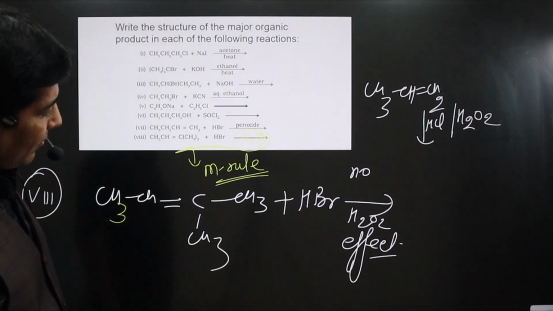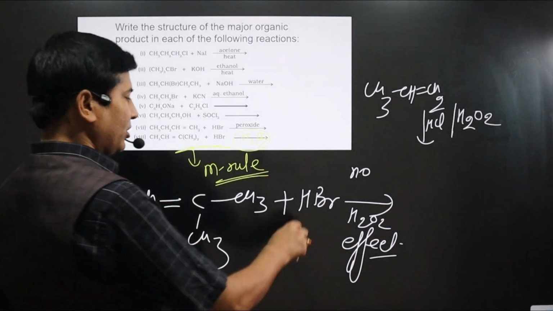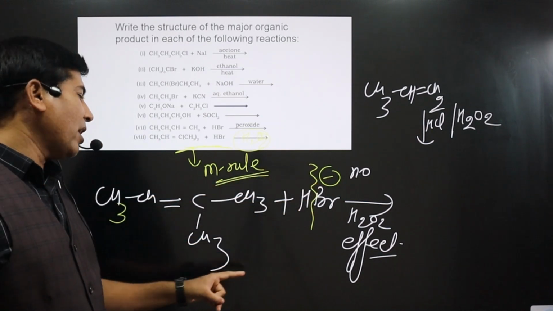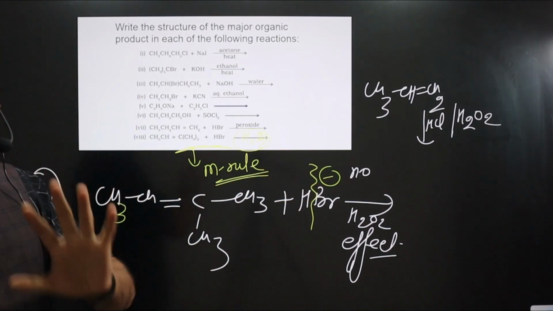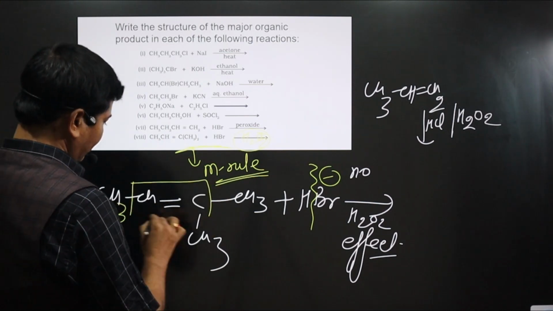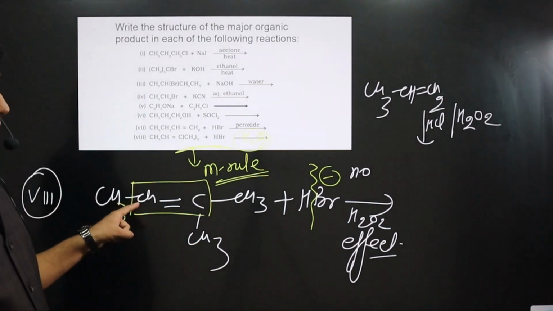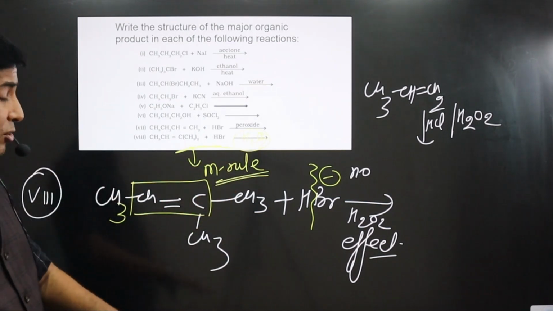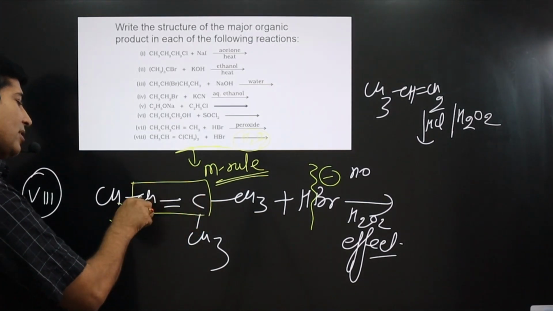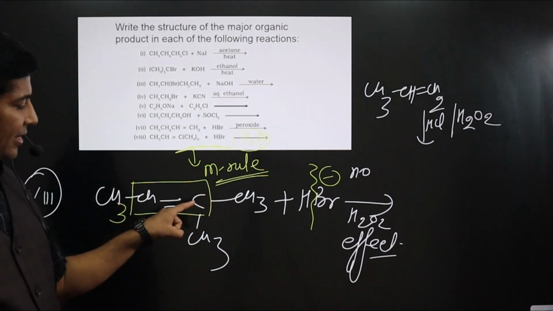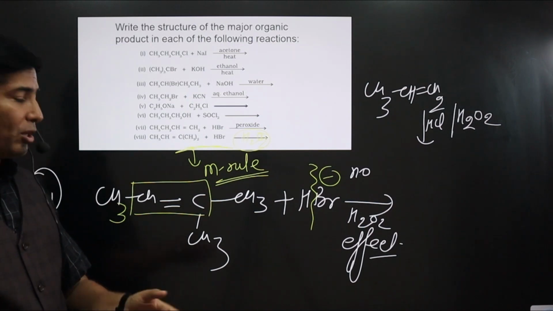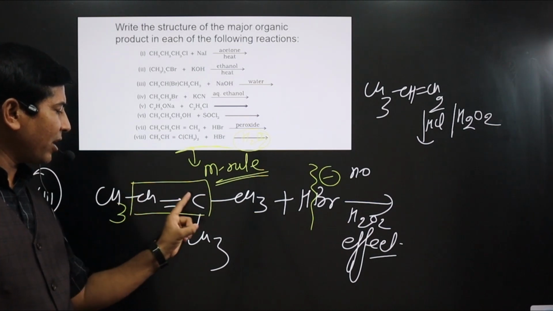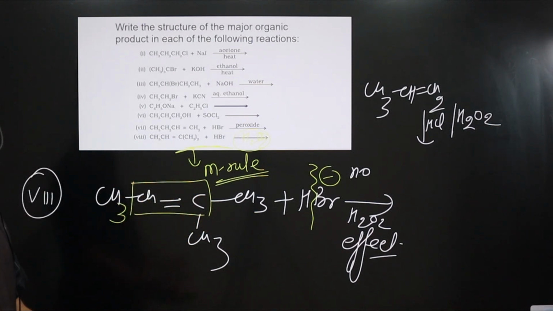Now, the Markovnikov rule: the anion will go to the carbon having less number of hydrogens in a double bonded system. Here we have the double bonded system. This carbon has only one hydrogen and this carbon does not have any hydrogen. So comparatively, this carbon has no hydrogen, and the other carbon has more number of hydrogens in comparison to this one. This is the conclusion we can have.